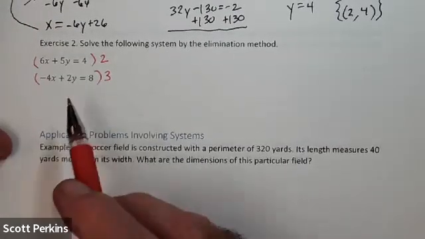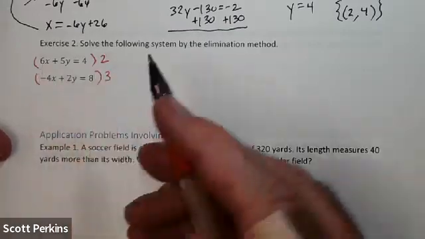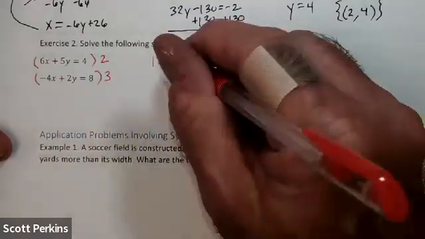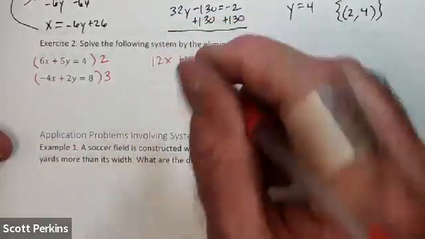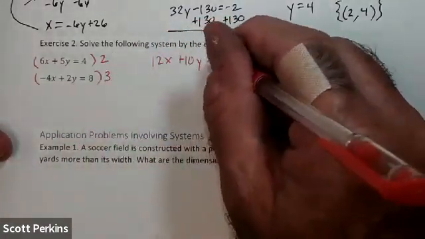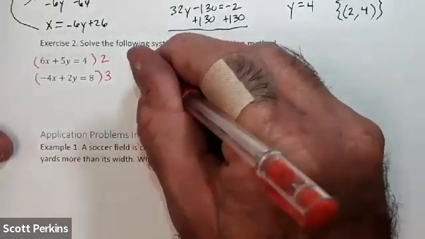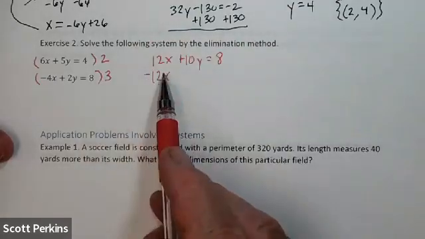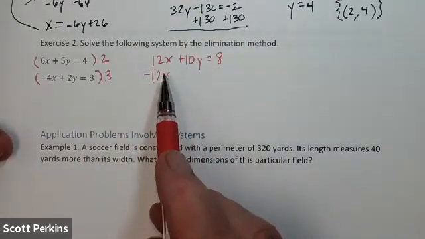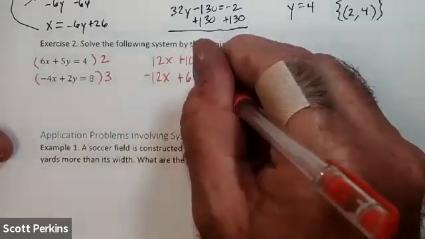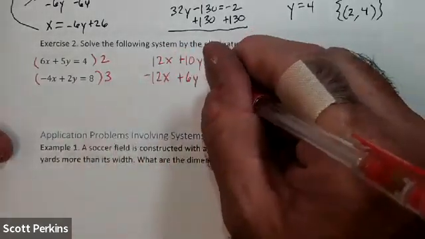So here we go. And I multiply the top equation. 6x times 2, that is 12x. 5y times 2 is 10y. And then 4 times 2 is 8. The bottom equation, -4x times 3 is -12x. And so now when I add these in just a moment, those cancel. 2y times 3 is 6y, and then 8 times 3 is 24.